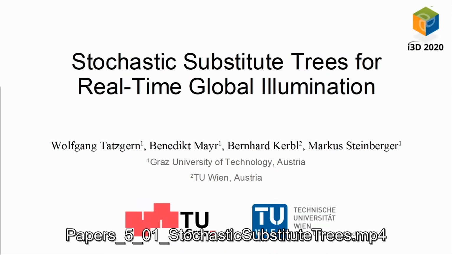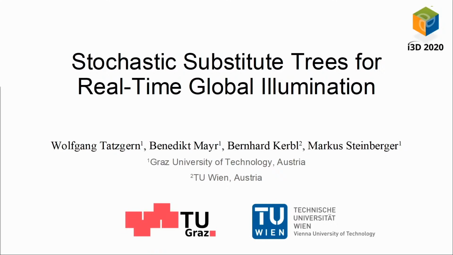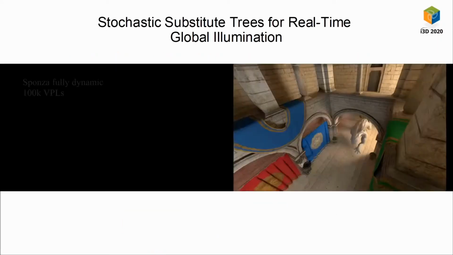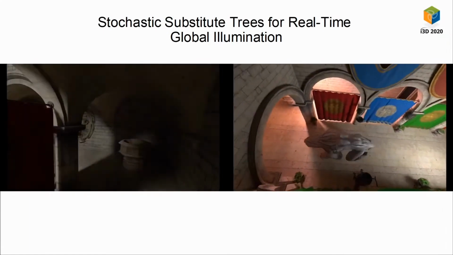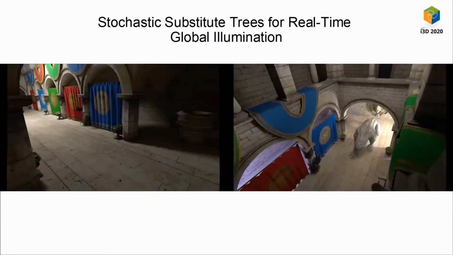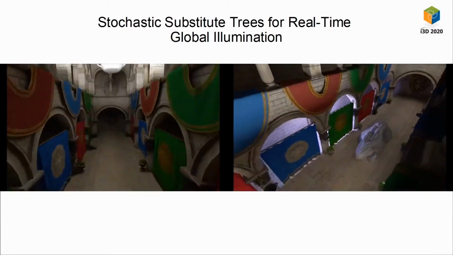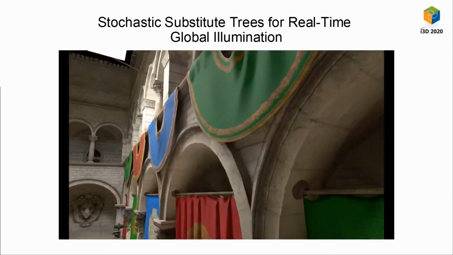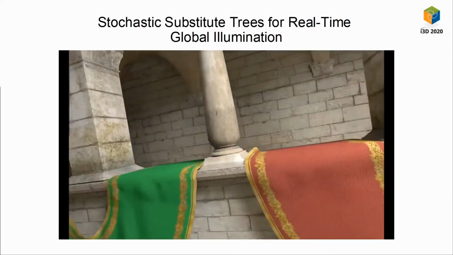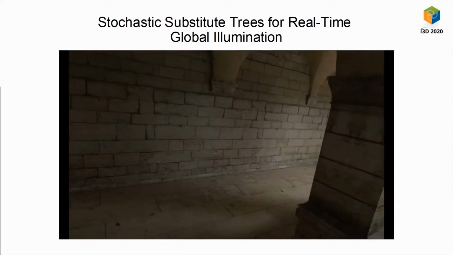Hello everyone, my name is Wolfgang Tatzgern and I'm gonna talk about stochastic substitute trees for real-time global illumination. Motivated by Lightcuts and specifically stochastic Lightcuts, we propose the stochastic substitute tree, which uses light probability distributions as inner nodes. Our approach allows us to capture global illumination efficiently over multiple bounces while maintaining or even improving the quality compared to other approaches.